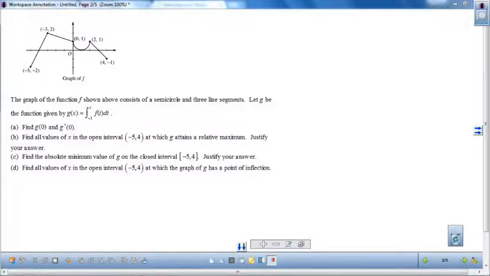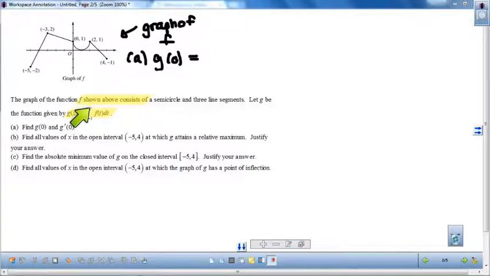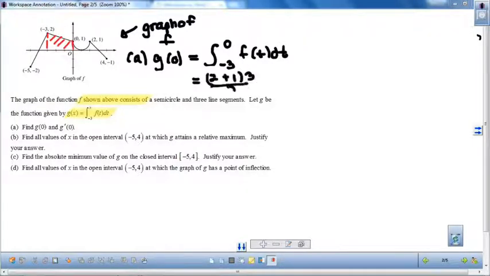So for part A, we want to find g of 0 and g prime of 0. So notice how g is defined and that we're looking at the graph of f. Since we want g of 0, all we're going to do is substitute the 0 where we see an x. So we're going to have the integral from -3 to 0 of f of t dt. This represents the area under the curve from -3 to 0. So I'm going to find the area under the curve between -3 and 0.